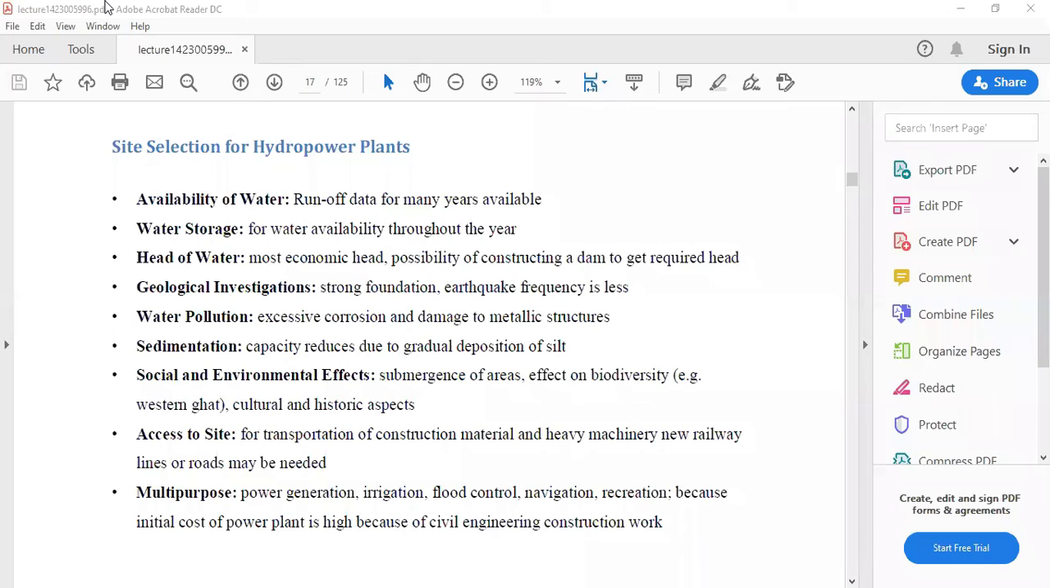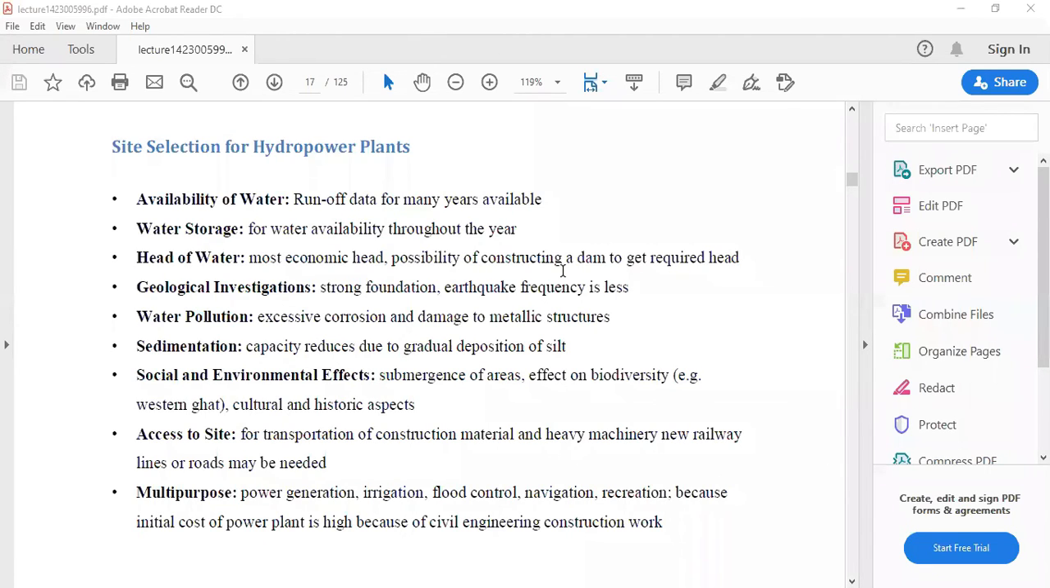As I said, the most economic head, and the possibility of constructing a dam to get the required head. The higher the head we have, the less fuel, that is water, is required for the generation; it is inversely proportional. If you have a high head, the water gains that much elevation and kinetic energy while travelling from the reservoir or dam towards the powerhouse. So with higher and higher head, that much water is saved for the generation of electricity. Then geological investigation, that is, strong foundation and low earthquake frequency.